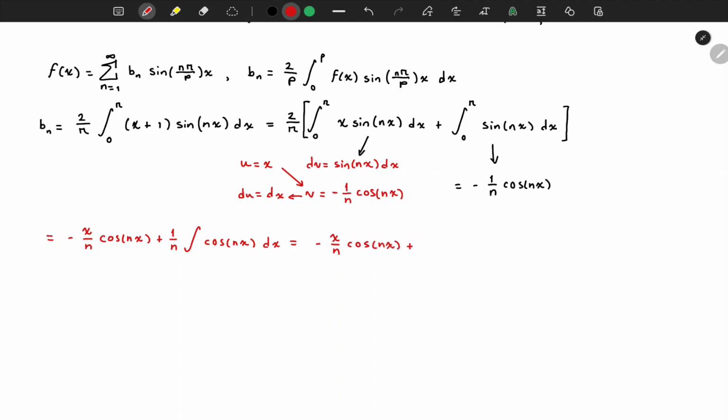negative x over n cos nx plus 1 over n squared sine nx. As so. So now we found the integration for both parts. We're still going to need to evaluate it from pi to 0 separately. So let's go ahead and do that then. So we need to evaluate this from pi to 0. So if we want to evaluate this from pi to 0, let's plug in pi first.